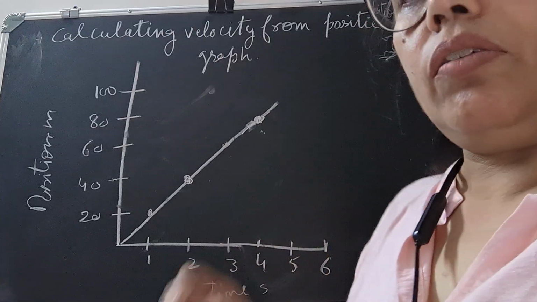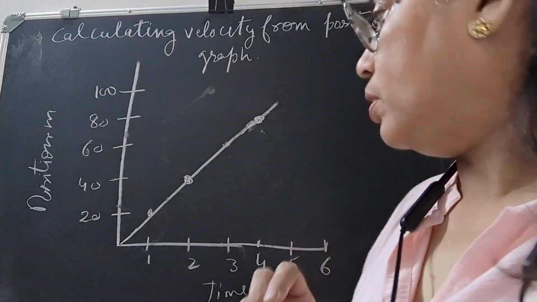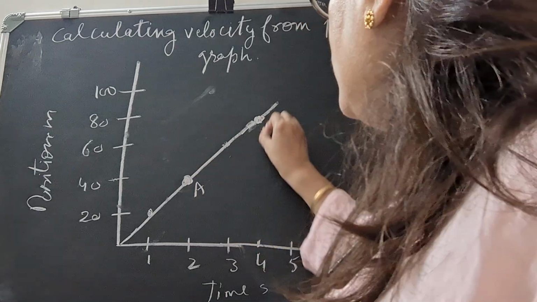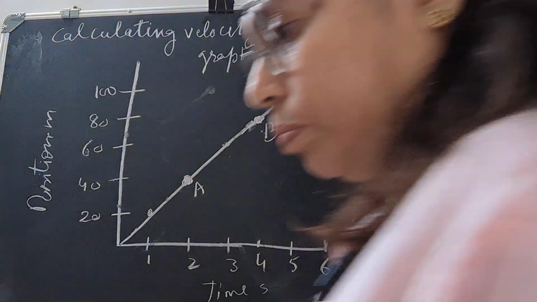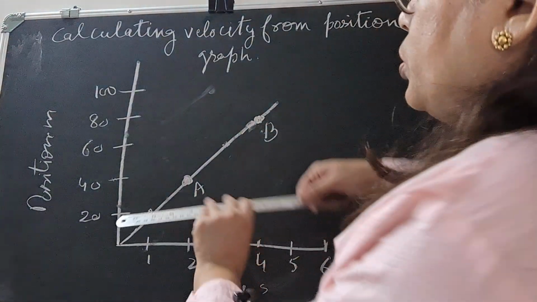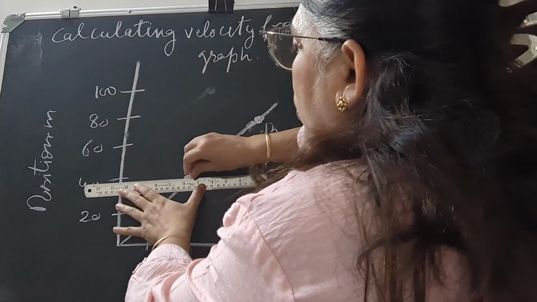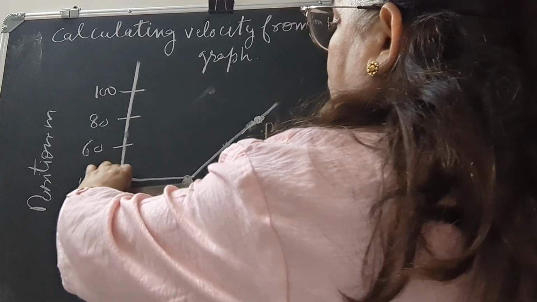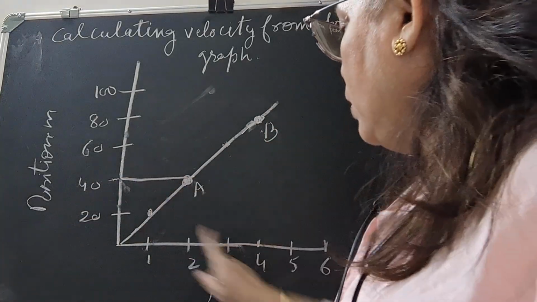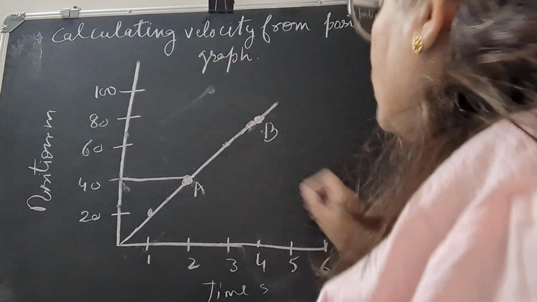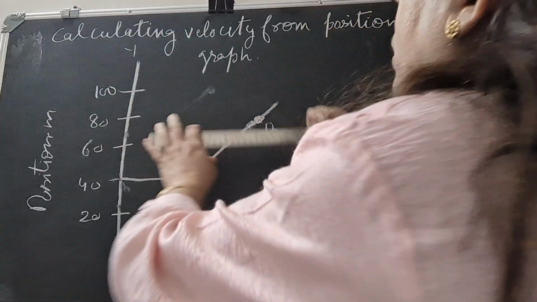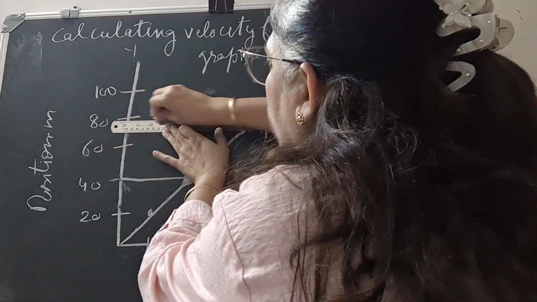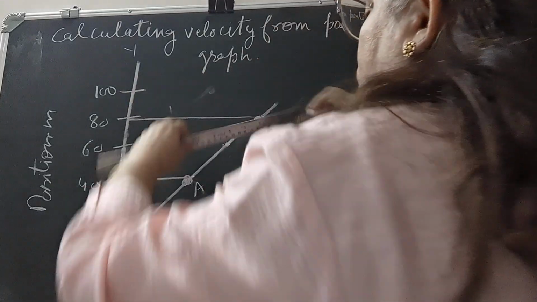So let's calculate the velocity of the object. First we take two positions, this is position A and this is position B. Now from position A, draw a line parallel to the x-axis. This is our x-axis and this is our y-axis. And from position B also draw a line parallel to the x-axis.